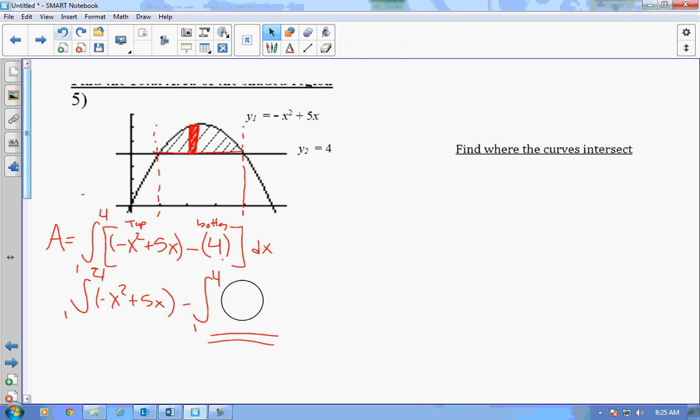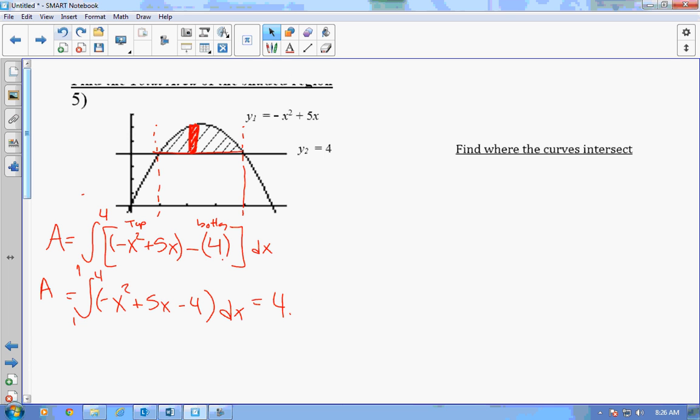Okay, so we can combine them though into one big one. From 1 to 4, we have negative x squared plus 5x minus 4 dx. Okay? Good. Is it supposed to be positive? Because total area should be positive. Equals 4.5. If you show that you set up your integrand, I should probably have boxed in the A too. If you show you set up your integrand, then you can use your calculator if it's on a calculator section.